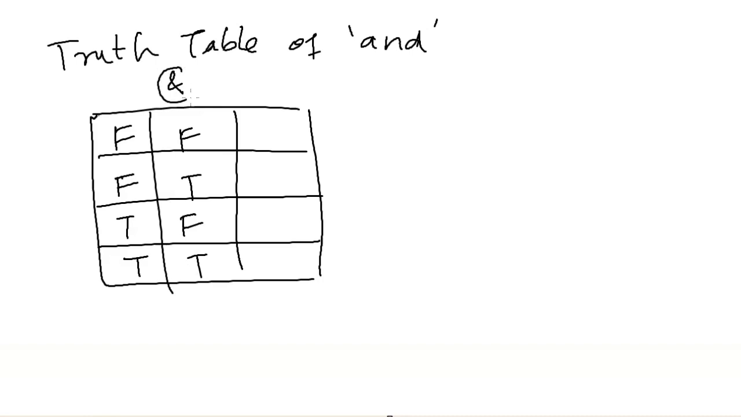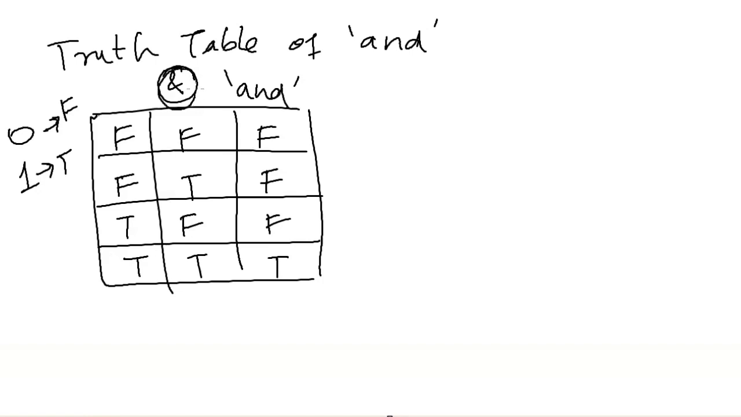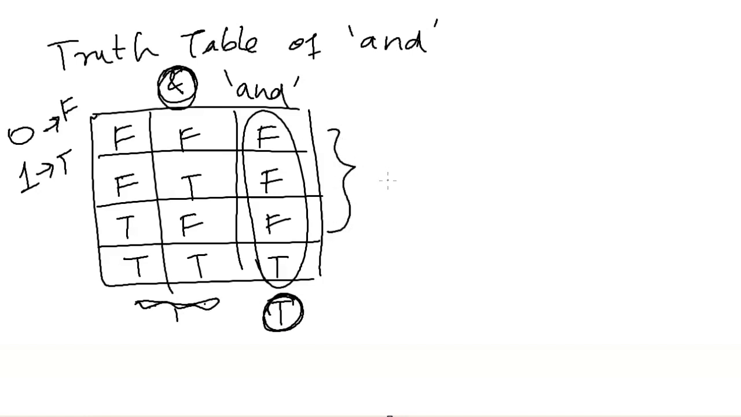So for and, what should be false? False is nothing but 0, right? 1 is nothing but true. So false and false. What should be the answer? False. False and true. It is false. True and false. It is false. True and true. It is true. So and is true only if both the conditions are true. Only then the output is true. In other cases, the output is false. That is the truth table for AND.